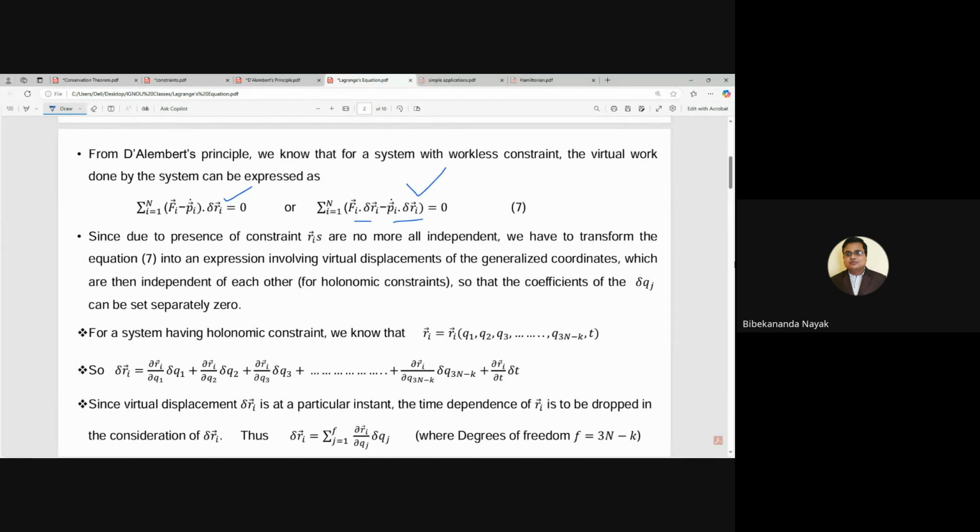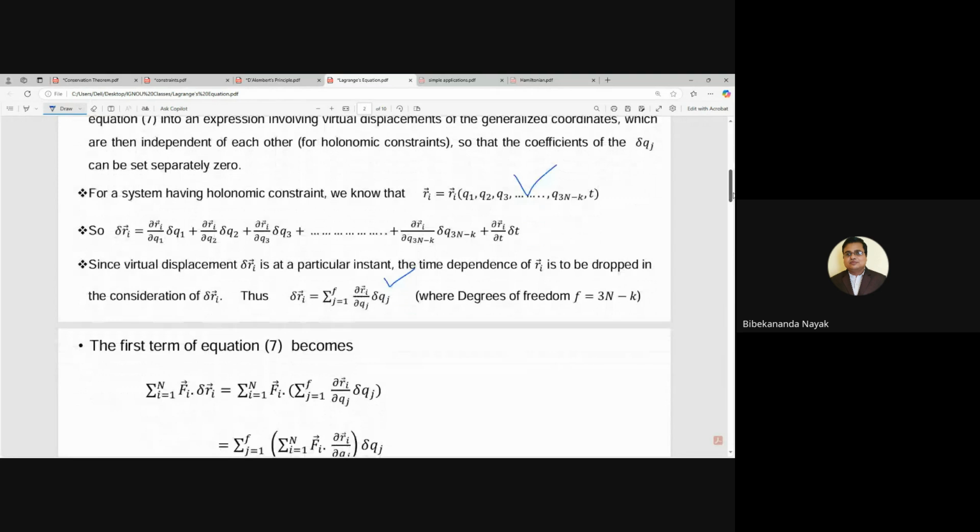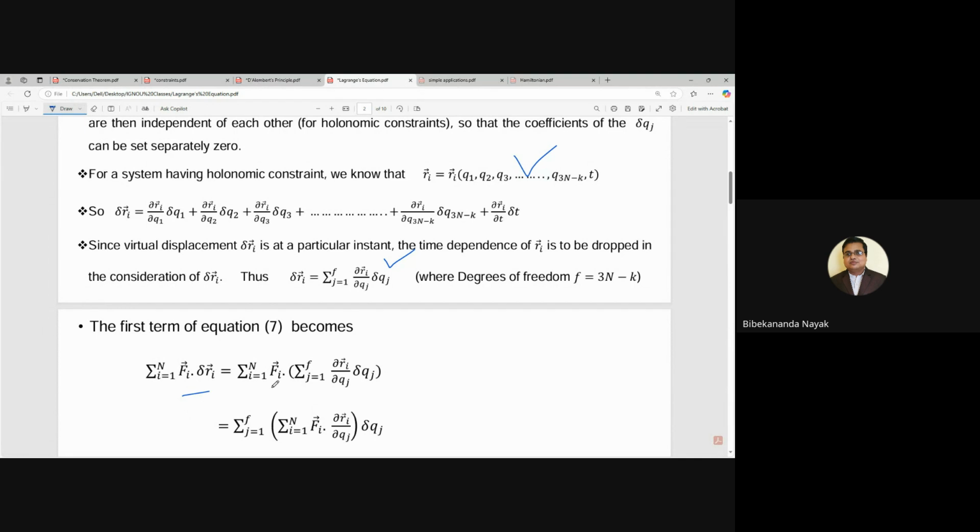We know this relation: ri is a function of all q's and t, so delta ri is equal to the sum of del ri by del qj into delta qj, where j varies from 1 to f, or 3n minus k. Now put this. We have Fi dot delta ri; in place of delta ri, I use this sum over del ri by del qj into delta qj.